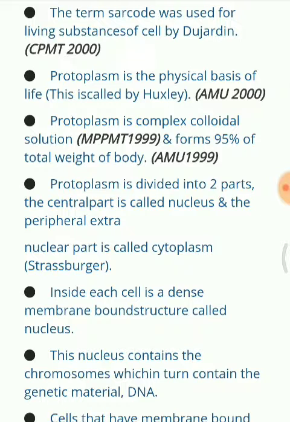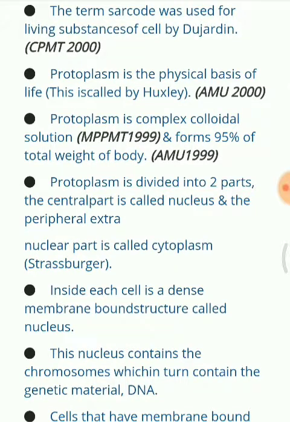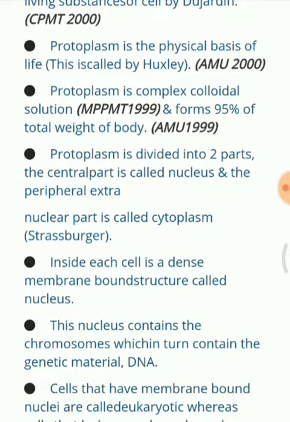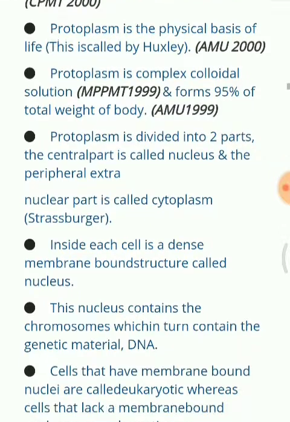Protoplasm is divided into two parts. The central part is called the nucleus and the peripheral part is called the cytoplasm, by Strasburger. Inside each cell is a dense membrane-bound structure called the nucleus. This nucleus contains the chromosomes, which in turn contain the genetic material, DNA.